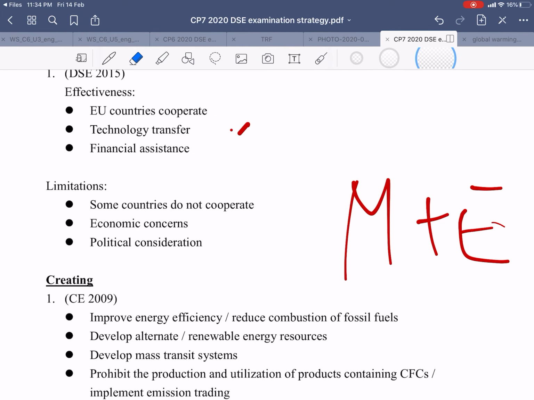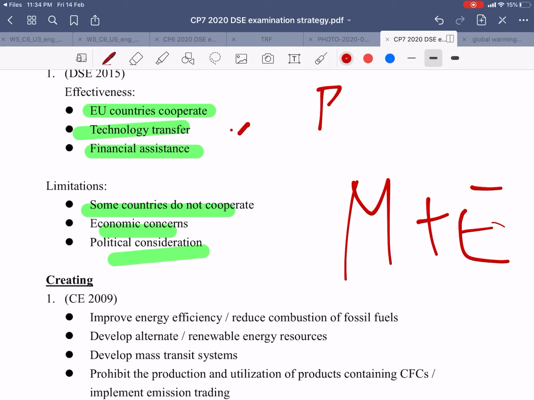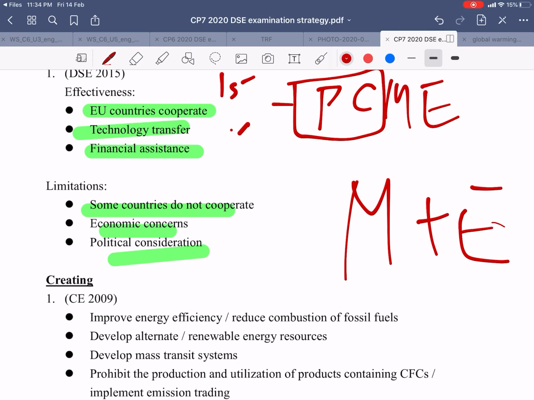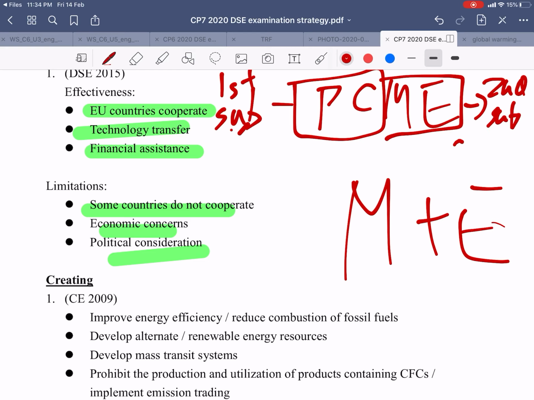What is M and E? M stands for measures, as I've told you before, PCME. The first sub-question is definitely just asking you problem and cause. And the second sub-question is definitely asking you measures and evaluation. So how can we deal with this kind of question?